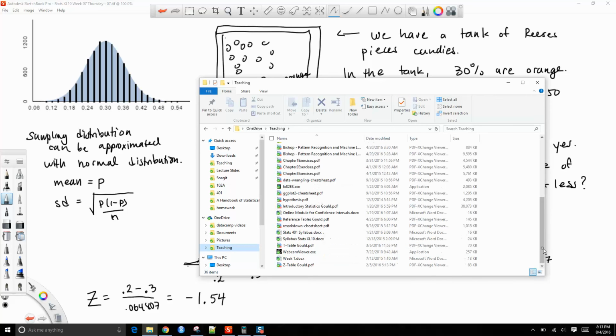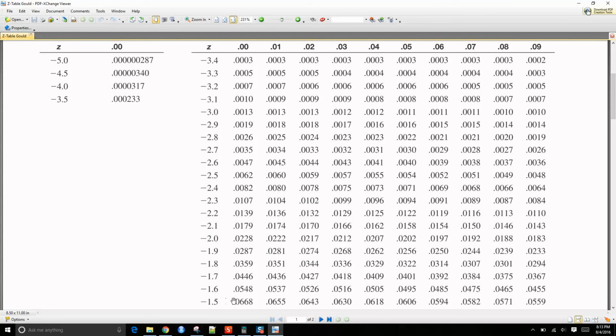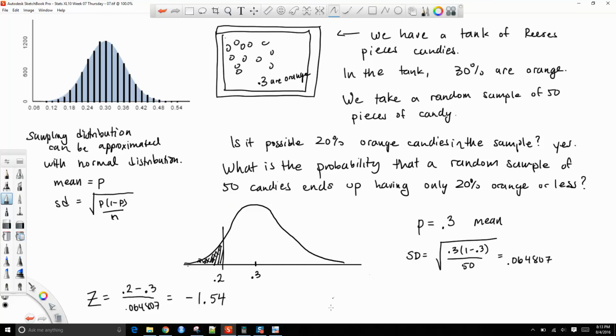So we go to the z-table, and I'm going to look up negative 1.54: 0.0618. So the area to the left of negative 1.54 is 0.0618. So what does that mean?